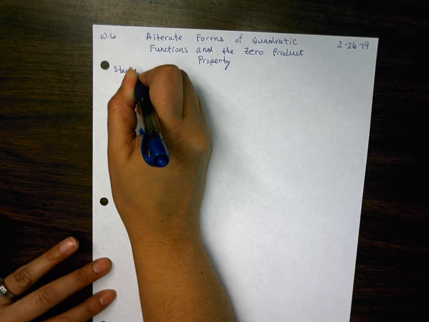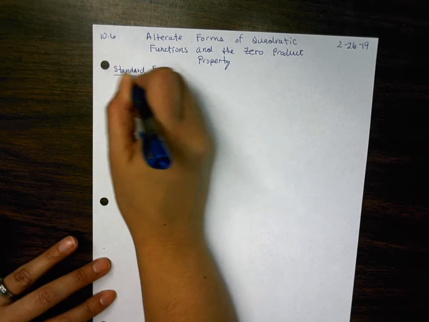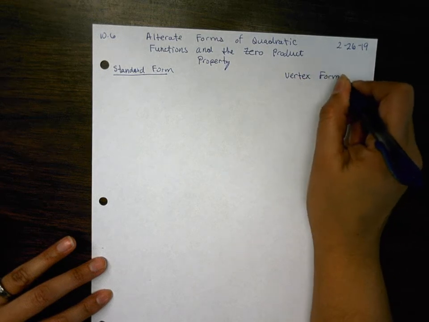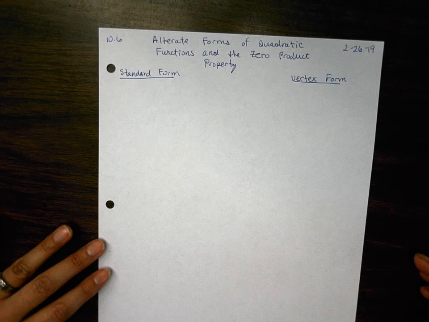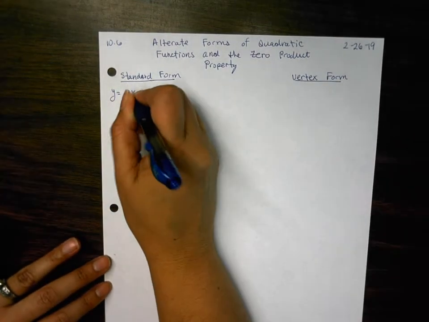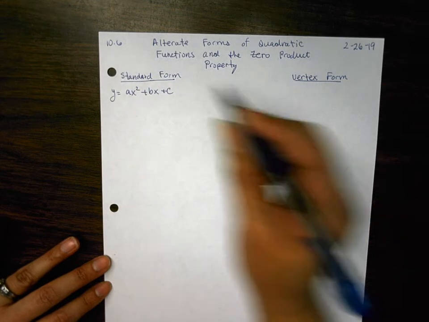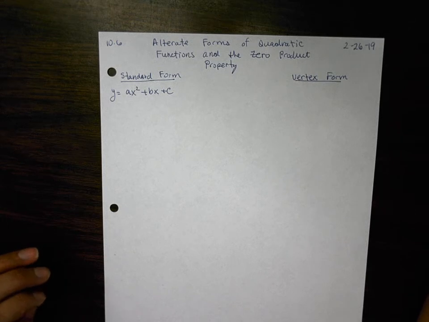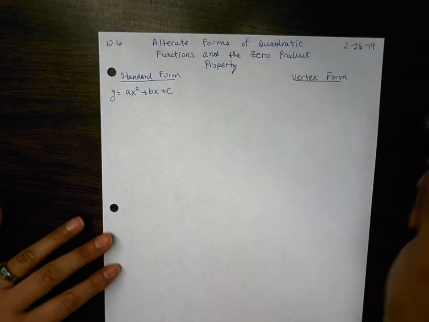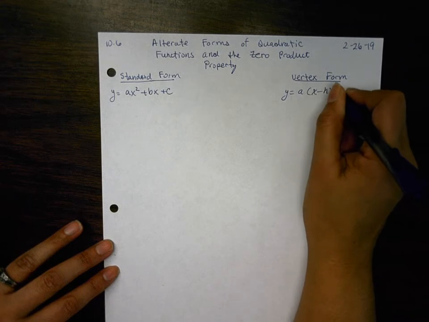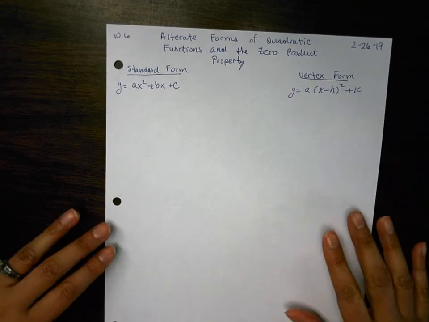Standard form and vertex form. We've talked about both of these before. Y equals ax squared plus bx plus c is our standard form. Do you guys remember this? Okay, vertex form is y equals a parentheses x minus h quantity squared plus k.